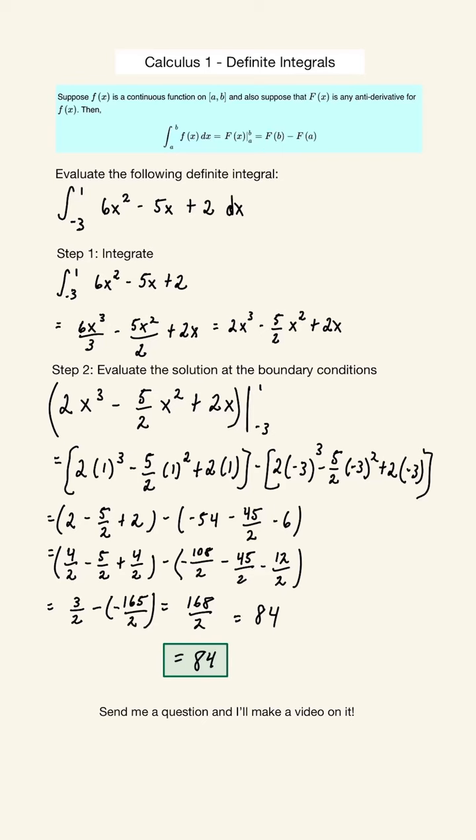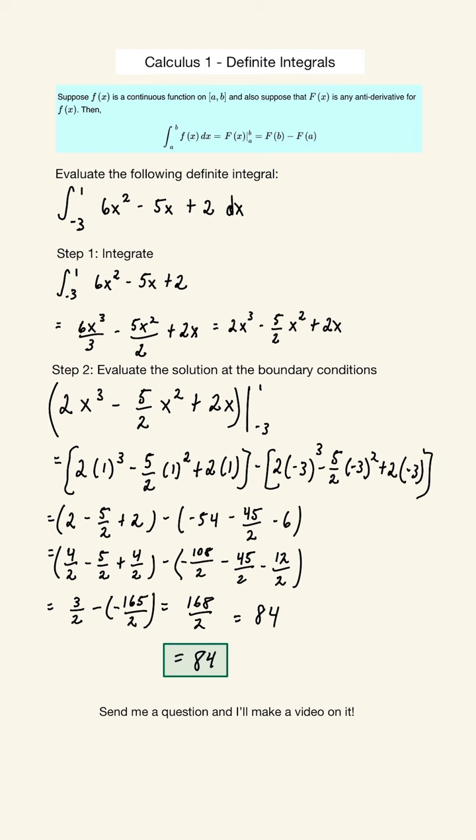In past videos, we've evaluated indefinite integrals, and so now we'll be looking at definite integrals. So what is a definite integral and how does it differ from an indefinite integral? Basically, a definite integral is just a standard integral that's evaluated at two separate boundary conditions.